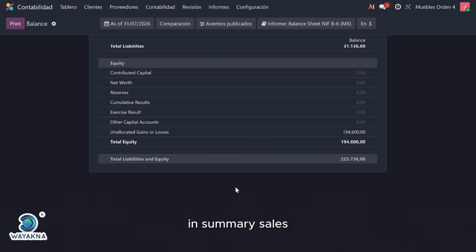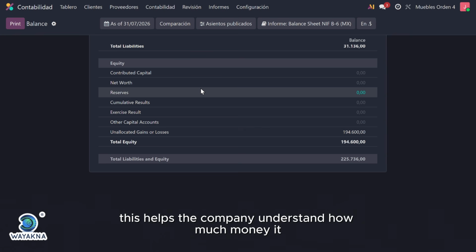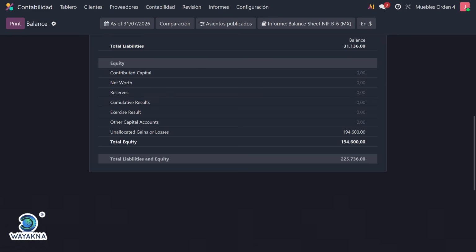In summary, sales, profit, and available cash are different concepts. This helps the company understand how much money it really has and make better financial decisions.